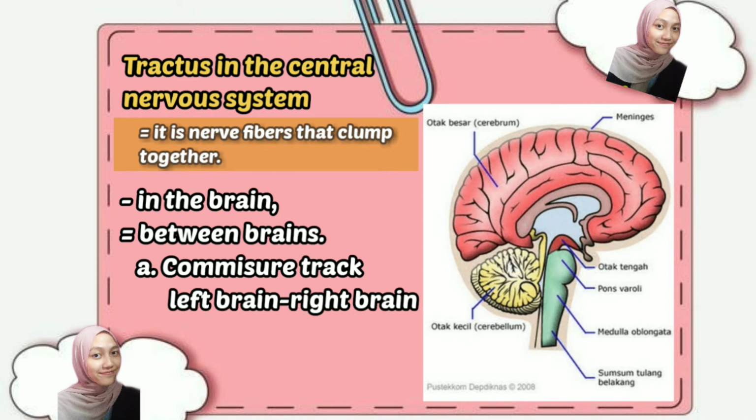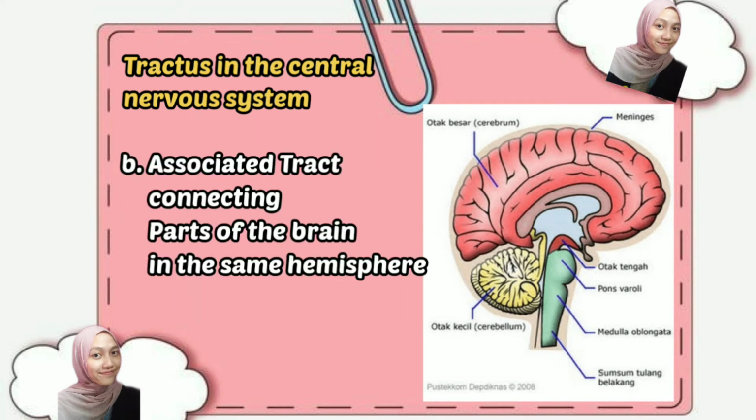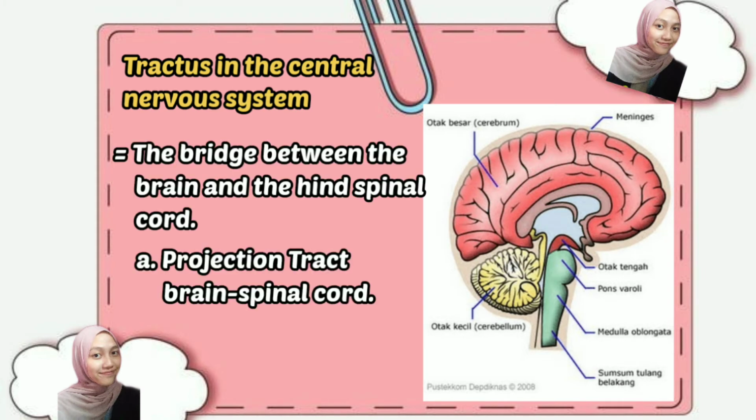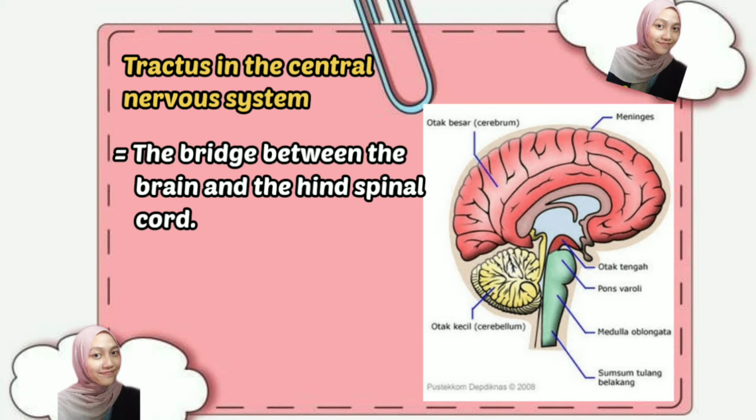Structures in the central nervous system. These are nerve fibers that clump together in the brain. A. Commissure tract, between the left brain and right brain. B. Association tract, connecting parts of the brain in the same hemisphere. The bridge between the brain and the hind spinal cord is the projection tract, between brain and spinal cord.